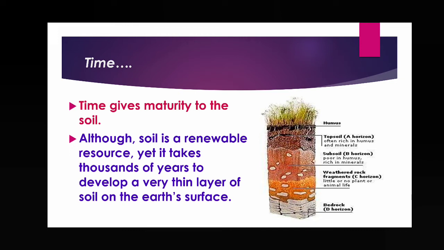If you want to see all the soil horizons in a mature soil profile, how many horizons are present in a mature soil profile? Four: O, A, B and C. If you want a mature soil profile with all four horizons, you have to give the soil time, because without sufficient time, this soil cannot mature. That's why I have told you there are two types of soil: mature soil and immature soil.